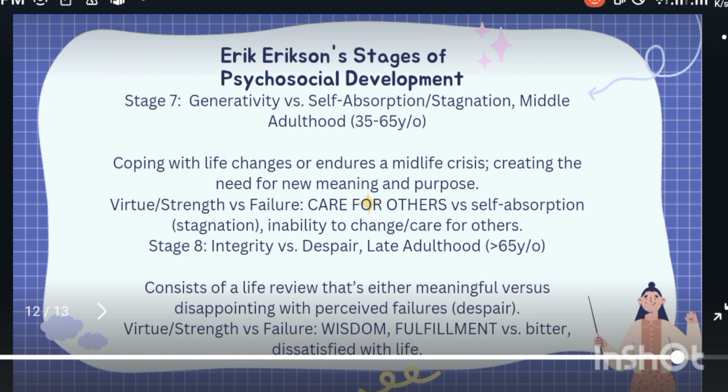At stage 7, we are having our life full of everything, and we want to have good productivity for others as well. And at the 8th stage, which is late adulthood, it consists of a life rooted either in meaning or disappointment with failures, and we start to have a lot of wisdom at this time. And we have fulfillment versus bitterness.